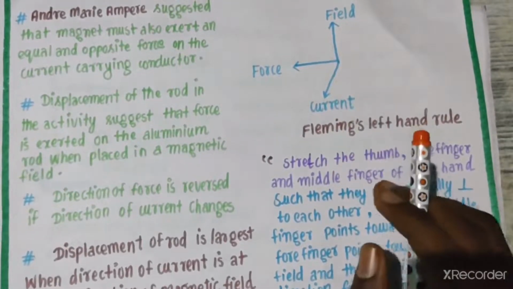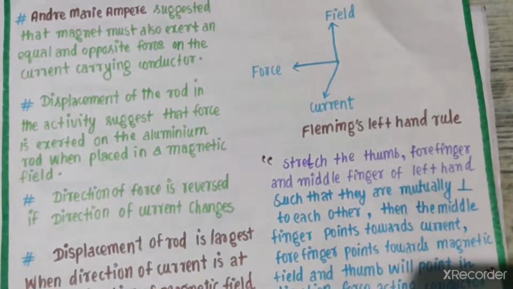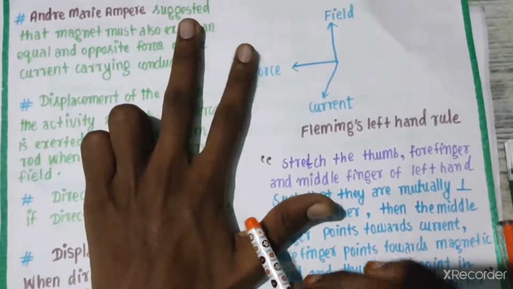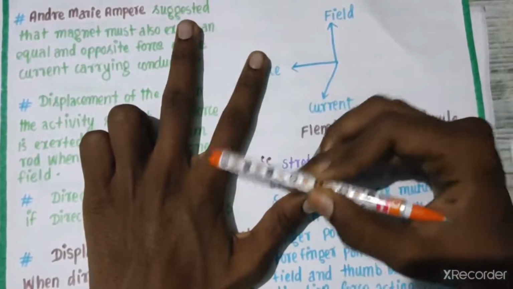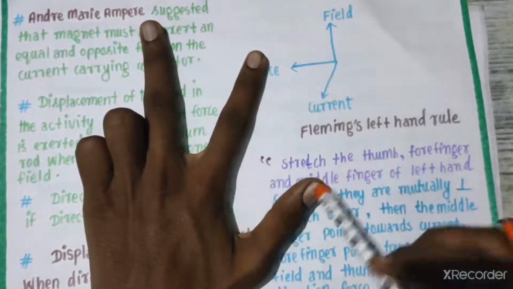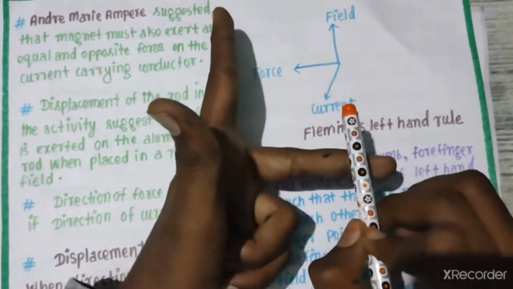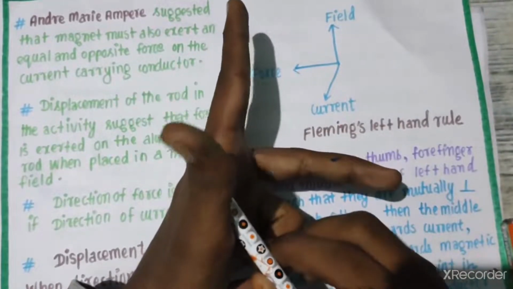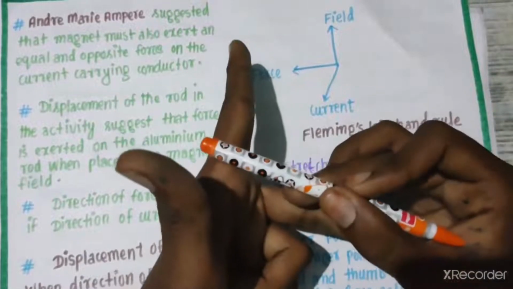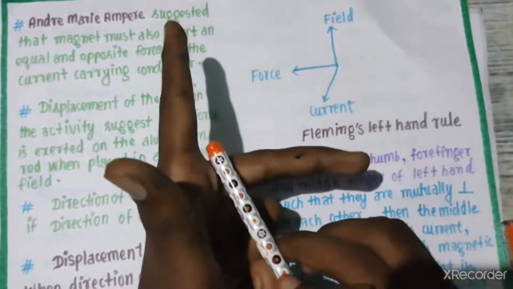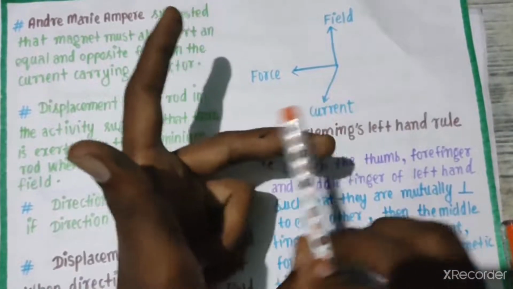Okay, so you have to take your left hand and use your three fingers. What are they? Thumb, forefinger or index finger, and middle finger. Take these three fingers and keep them mutually perpendicular to each other like this. In such a case, your thumb will point in the direction of force, your forefinger will point in the direction of magnetic field, and your middle finger will point in the direction of current.